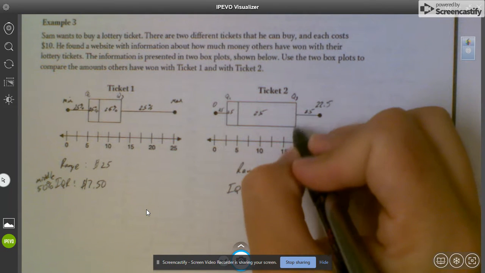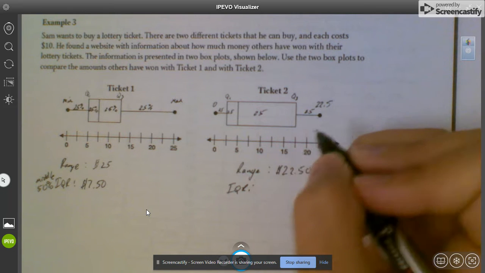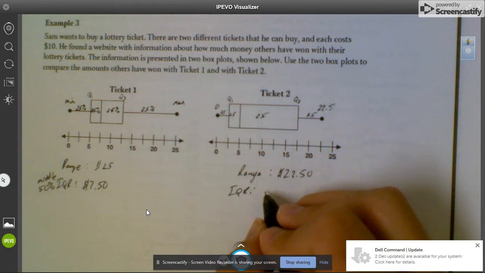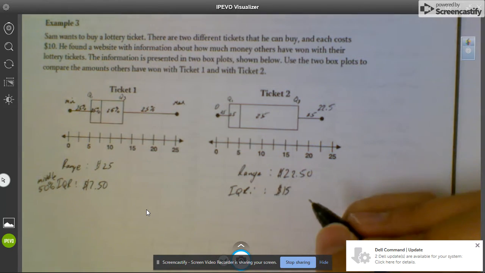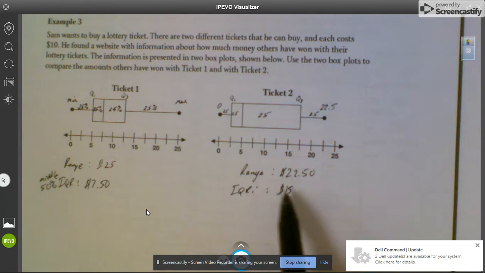And the IQR here is going to be 17.50. Sorry, 17.50 minus 2.50, so that would be $15. So we have a much larger range for ticket 2 for the middle 50%.